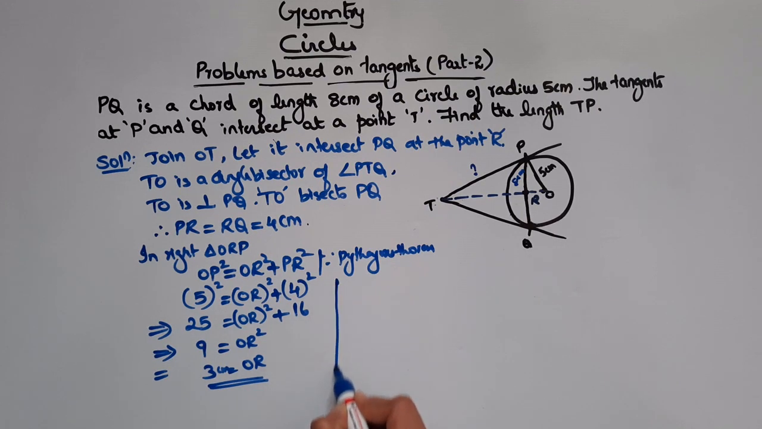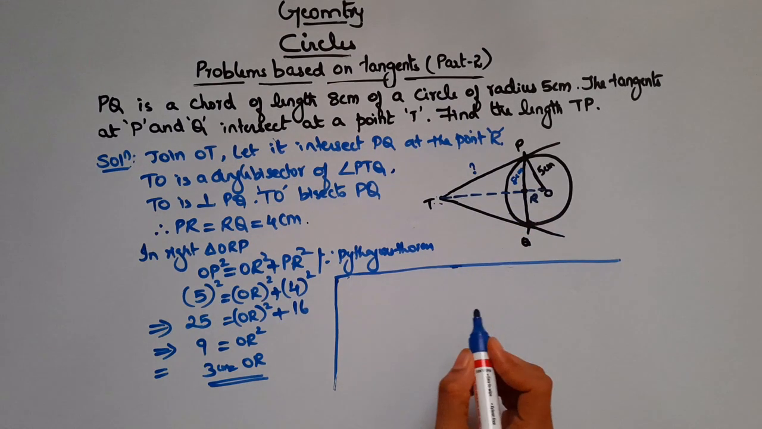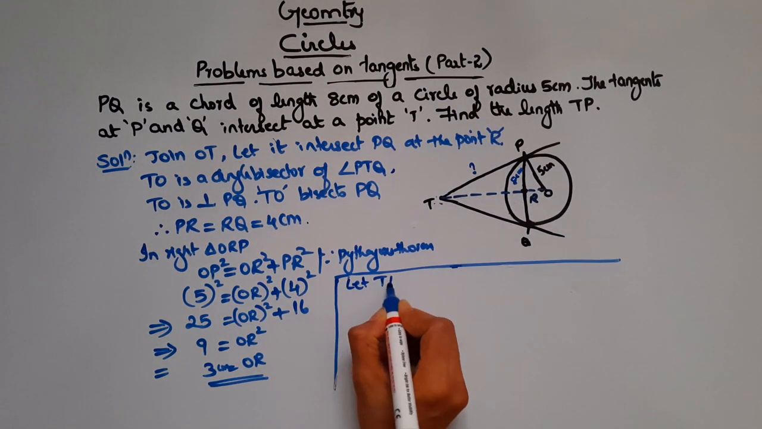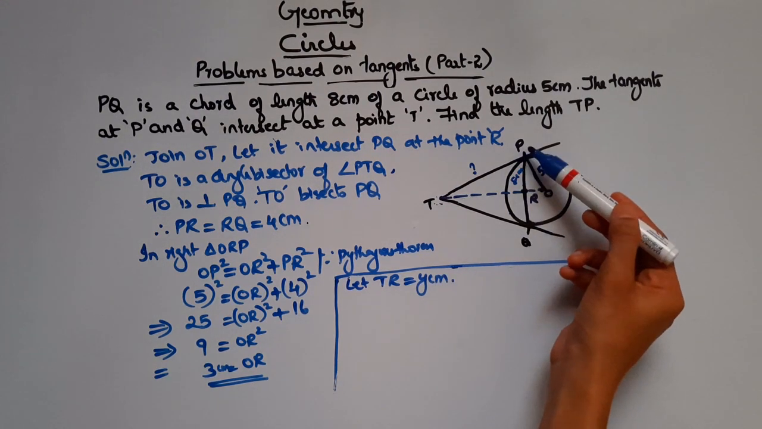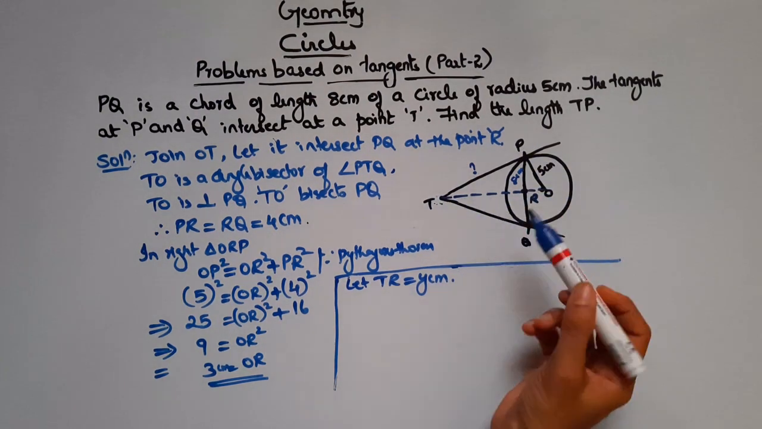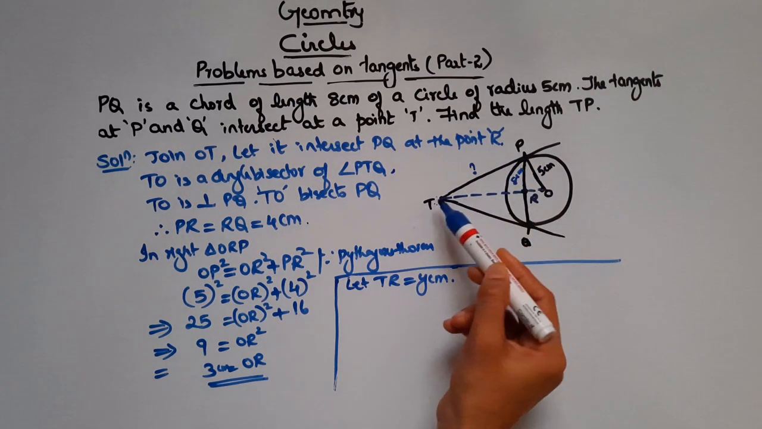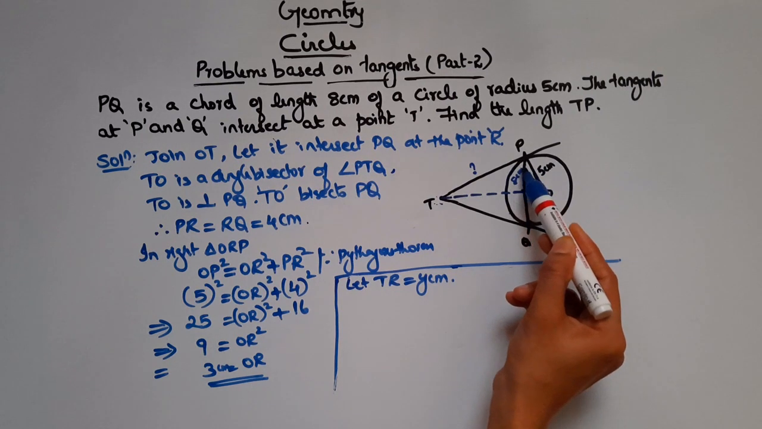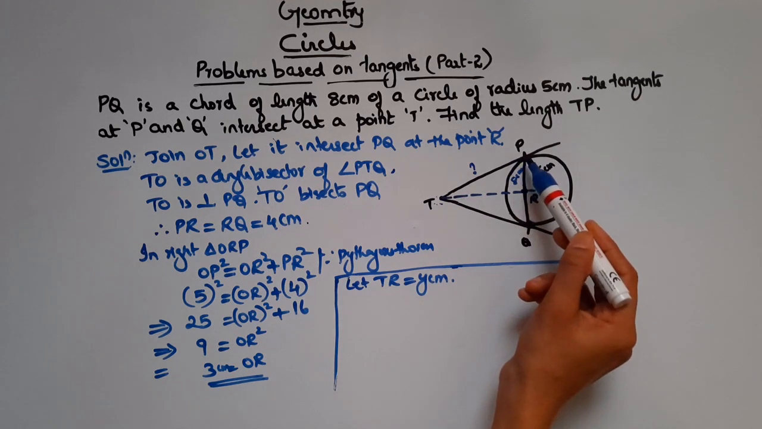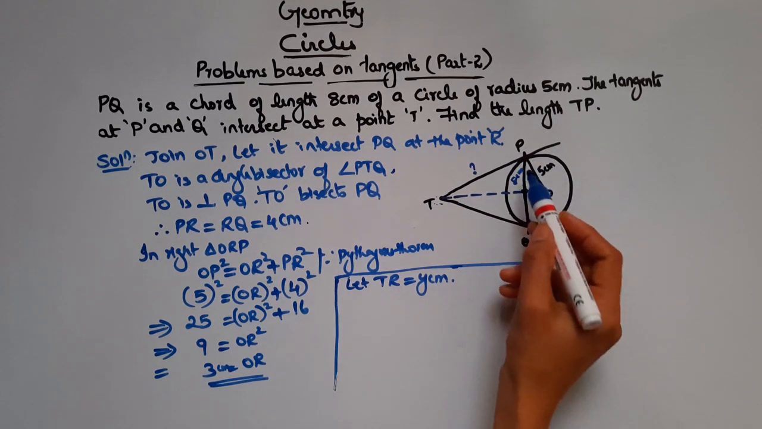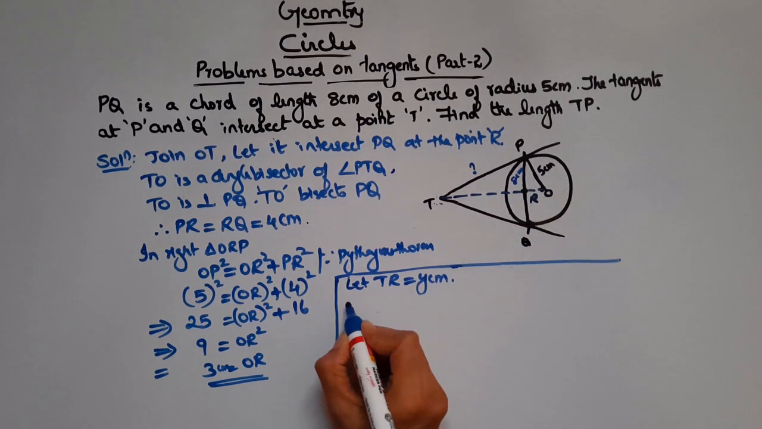So let me continue here. Now let's take TR is equal to Y centimeter. Now let's see two more right triangles. We have PRT, which is right angled at R, and one more triangle OPT, which is right angled at P. By theorem, we know the angle between the tangent and the radius at the point of contact is 90 degrees, right? So therefore we can say angle P is 90 degrees. So let's see those two triangles.